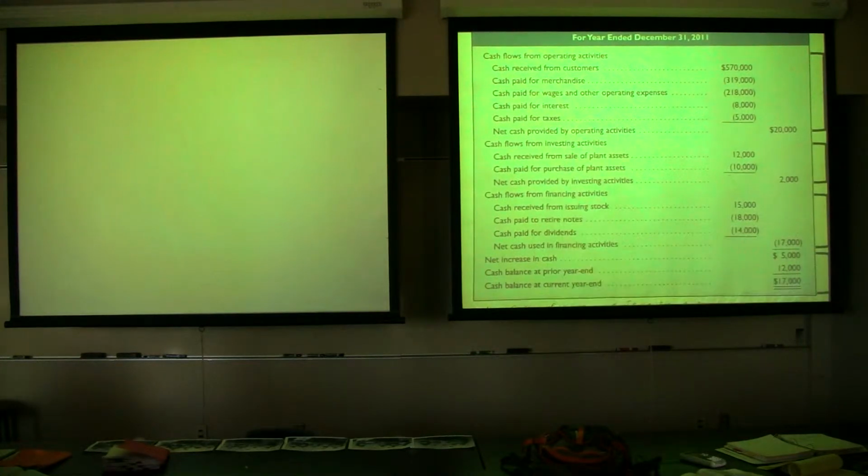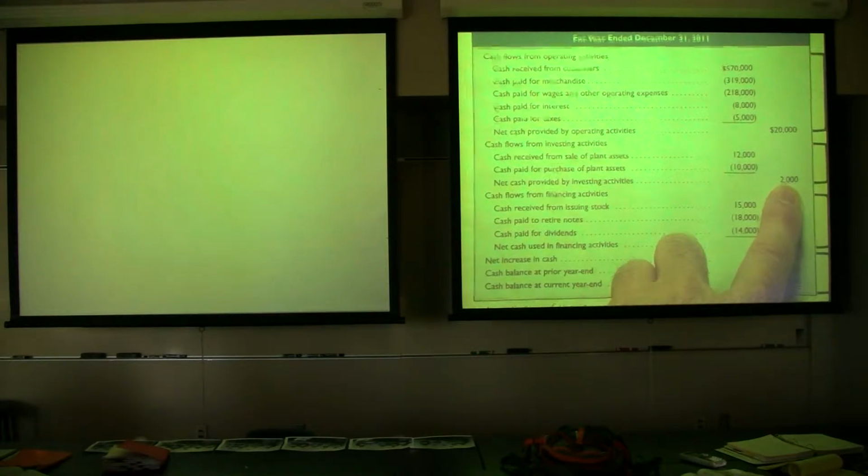Investing activities, now this is buying and selling assets, and it's cash in, cash out. So in this case, cash received from the sale of plant assets, cash in, cash for the purchase of plant, cash out, a $2,000 net cash in.